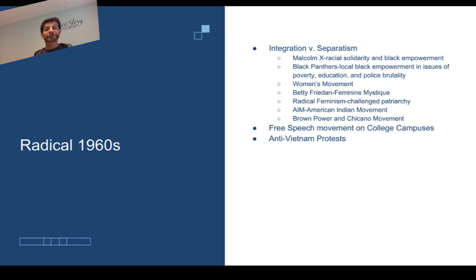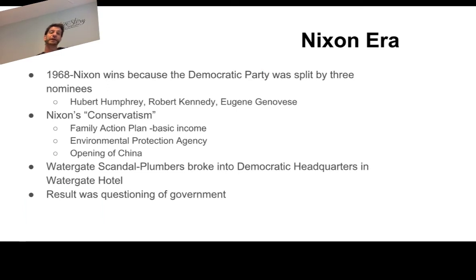There was the radical free speech movement on college campuses that called for a much wider expansion of the curriculum people could take, and a criticism especially of what was happening in the Vietnam War. And the anti-Vietnam protest itself led to a more radical notion amongst a broader swath of the population against what the American government was doing. So in 1968, Nixon wins the election because the Democratic Party was split by three nominees: the Vice President, Hubert Humphrey; Robert Kennedy, who would be assassinated very soon before the election; and Eugene Genovese.